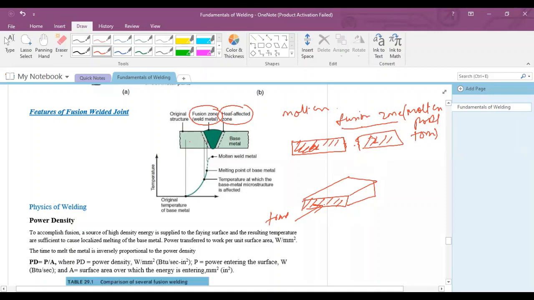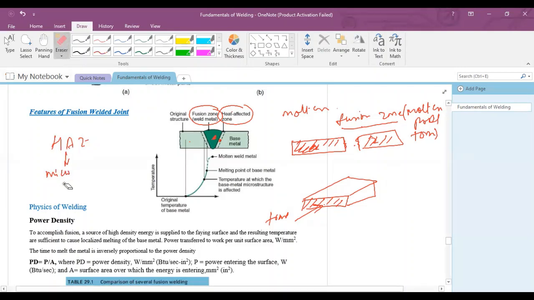The region between this fusion zone and this dotted line is called the heat affected zone. The heat affected zone is not a fusion zone, and in this zone no melting will occur, but due to the welding temperature, the grain structure, the microstructure of the base metal will change.